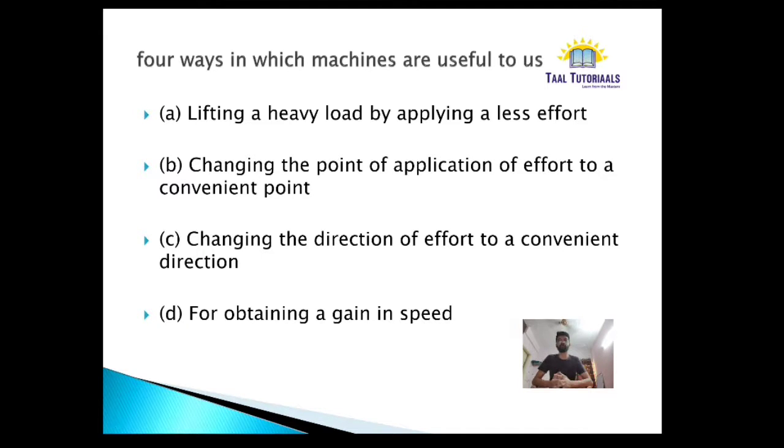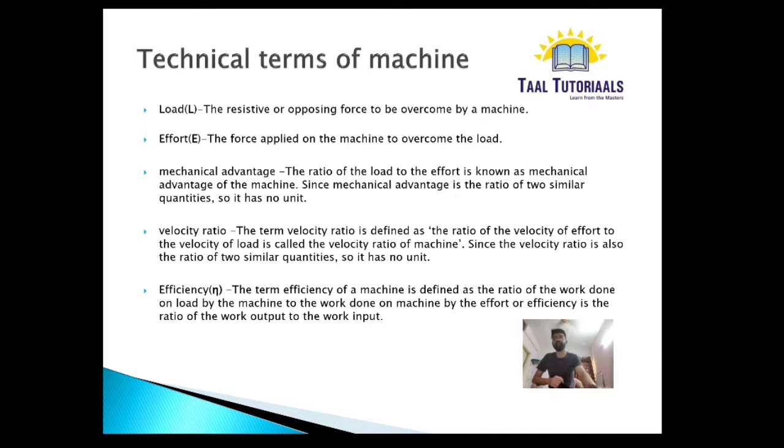And the last is for obtaining gain in speed. When a pair of scissors is used to cut a cloth, its blade moves a longer distance on the cloth, while its handle moves a little. So this is a gain in speed. These are the four examples, or we can say four functions of a simple machine, which are helping us in our normal life. Now we'll come to the next topic, that is very important related to this chapter.